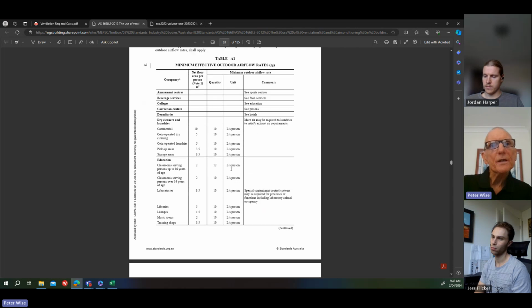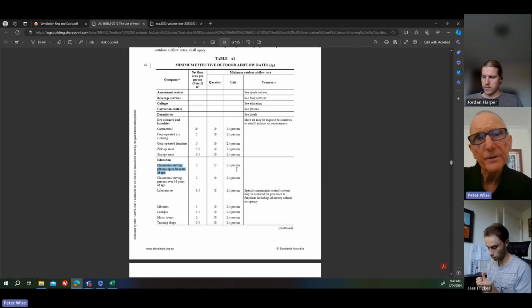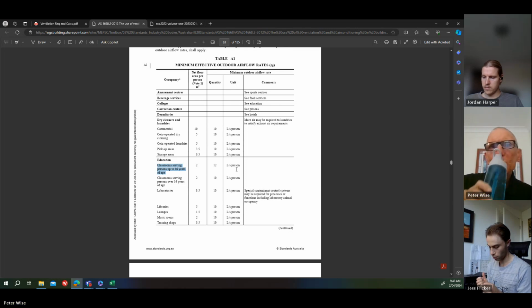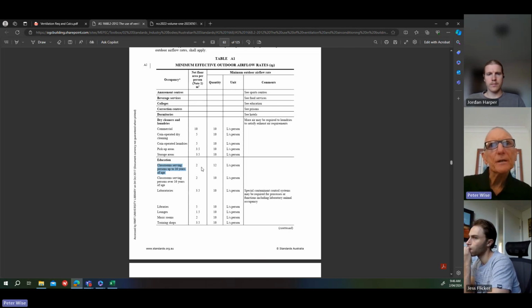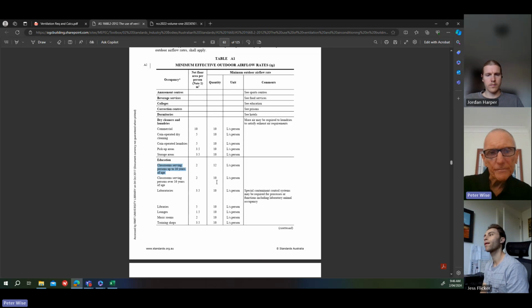So for instance, a classroom serving children up to 16 years of age, 2 square metres per person if you don't know how many kids there are, and 12 litres a second per person is the outdoor air flow rate that you need to apply. Generally, classrooms, you probably allow up to 30 students at 12 litres a second per person. If they're over 16 years of age, it's 10 litres a second per person.